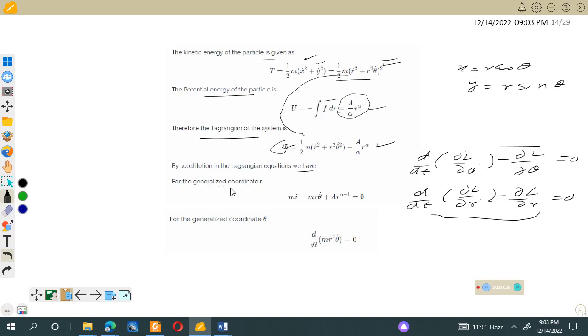For the generalized coordinate r, when we put this Lagrangian into this equation, it will give us m r double dot minus m r theta dot squared plus A r^(alpha minus 1). For the generalized coordinate theta, this will give us d over dt of m r squared theta dot equal to 0. We have obtained these two equations, one for generalized coordinate r and the second for generalized coordinate theta.